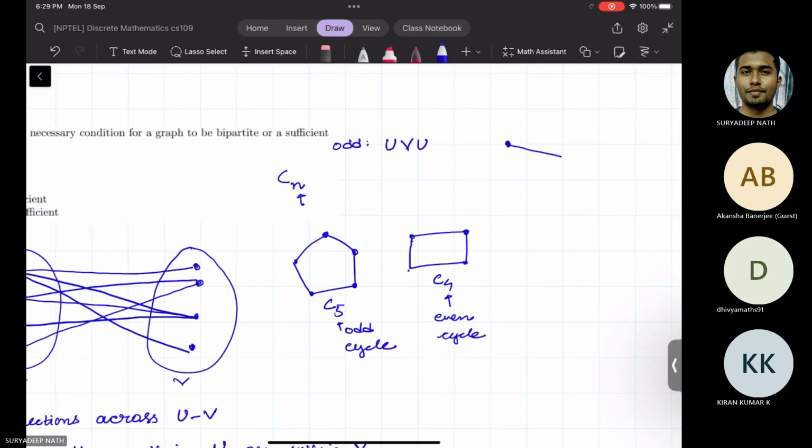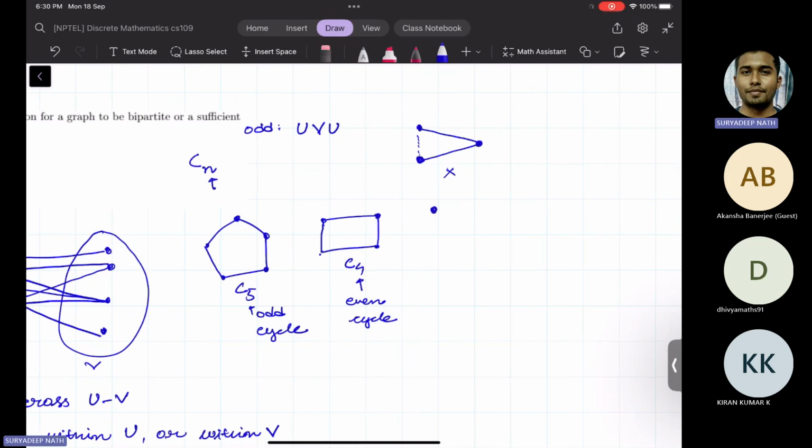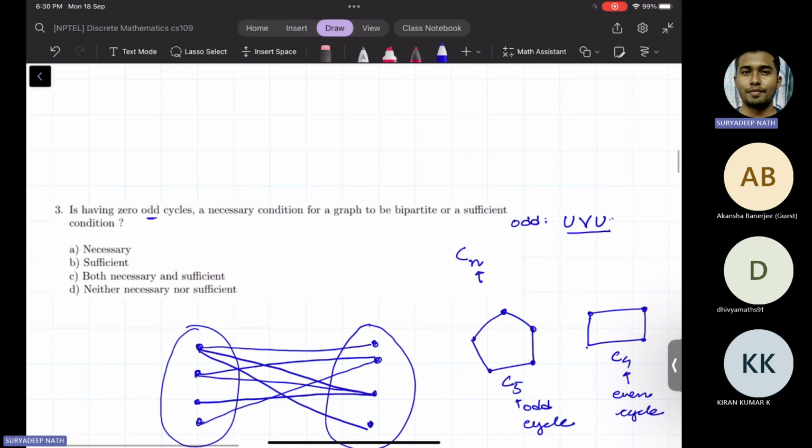So U, V, back to U, but this is not a cycle. To complete the cycle, this one should also be present. But consider this: you have one on U, another on V, another on U, you go back to V and back to U. This is a cycle because you came back to the same point you started. For the cycle to be complete, you cannot end at U. In this case, it is U, V, U, V, U. So this is a complete cycle, but an odd cycle cannot be complete. So you see that it has to be an even cycle for a bipartite graph.